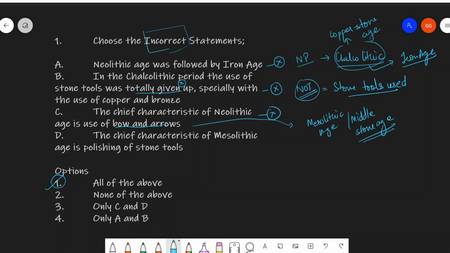The last statement: the chief characteristic of the Mesolithic age is polishing of the stone tools. Now this is also wrong. Why? Because the chief characteristic of the Mesolithic age is not the polishing of stone tools. The polishing of the stone tools basically happened in the Neolithic period. So these statements are wrong for the reasons that you see written here.